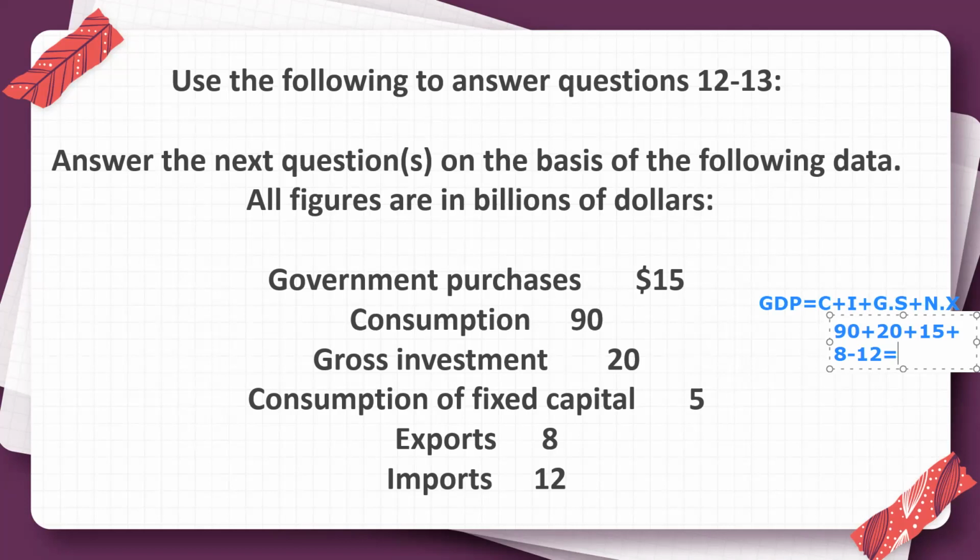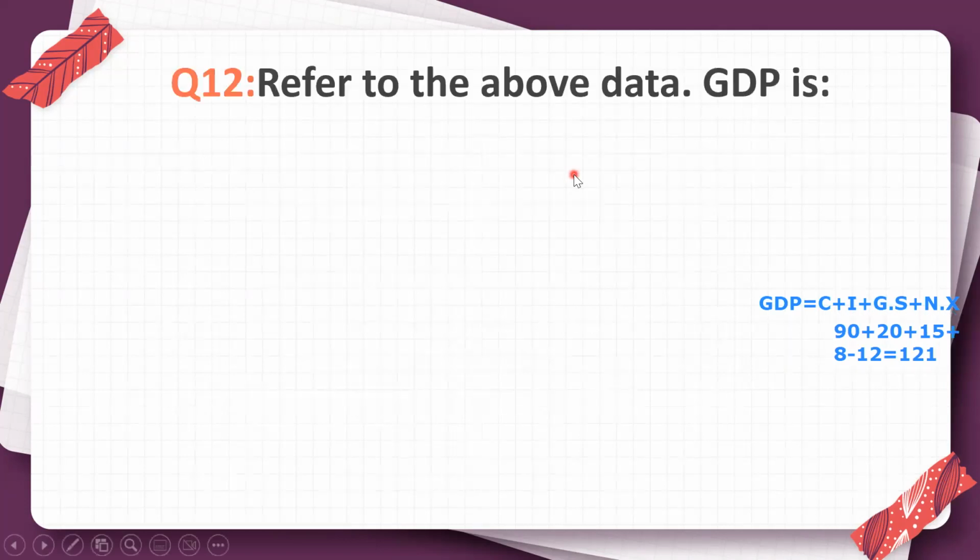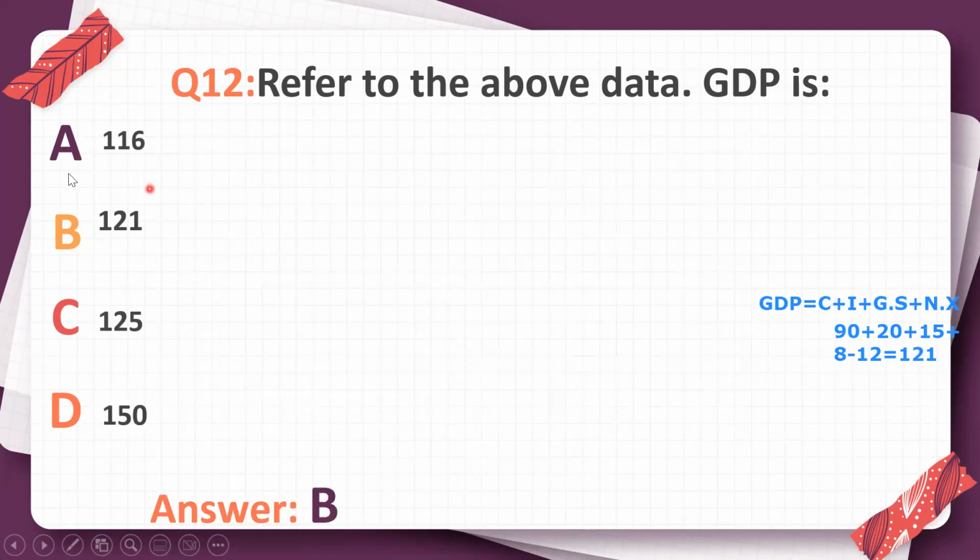90 and 20 is 110, and 15 makes 125, plus 8 minus 4, so in the end it is 121. Simply, we can calculate the gross domestic product: A 116, B 121, C 125, D 150, and the right answer here is B, 121.